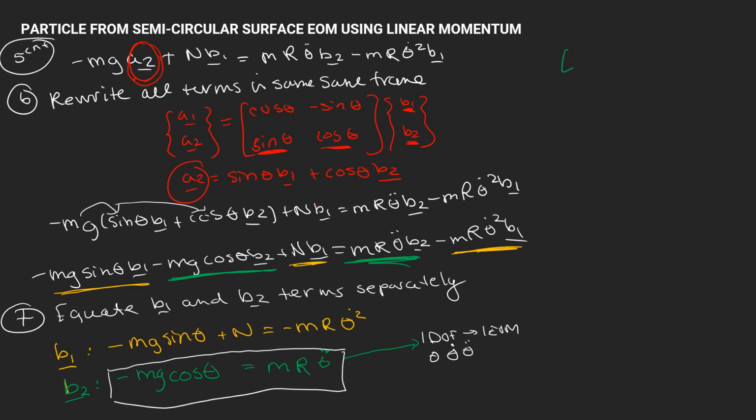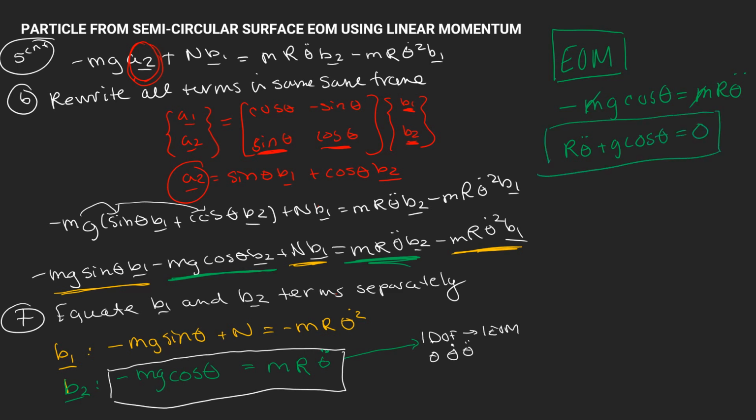So let me write it again up here. Our equation of motion is negative mg cosine theta equal to mr theta double dot. Of course, we can simplify a little bit, and by convention we try to put all of the theta dot and theta terms on the left-hand side of the equation. So this turns into r theta double dot plus g cosine of theta equals 0. And so this is our equation of motion.